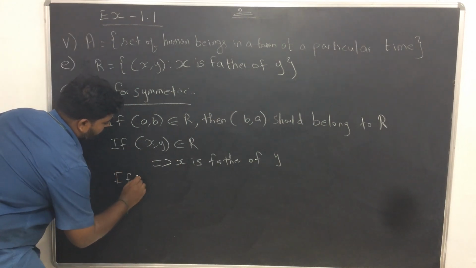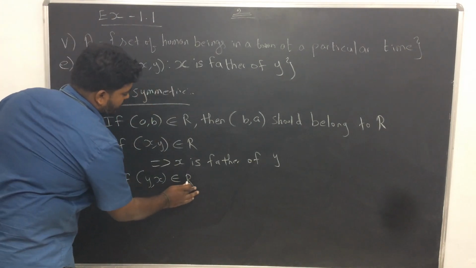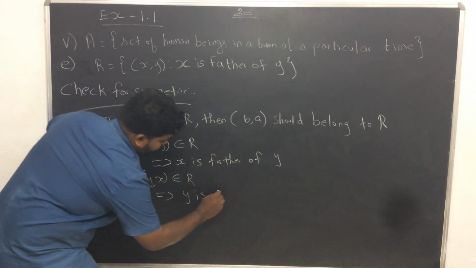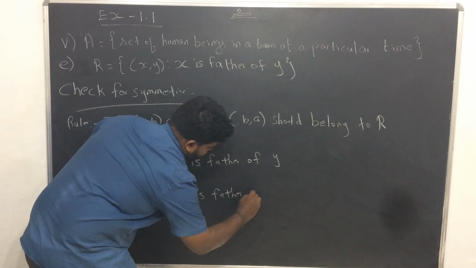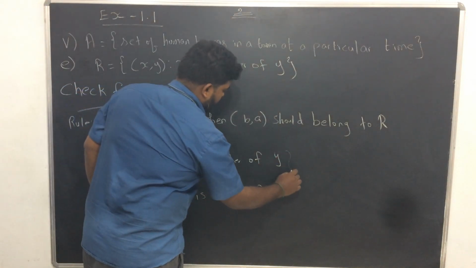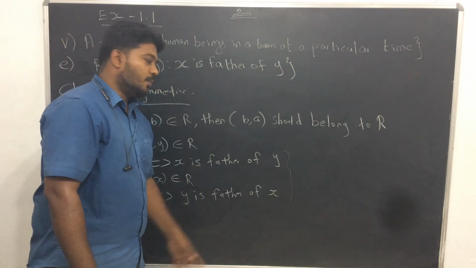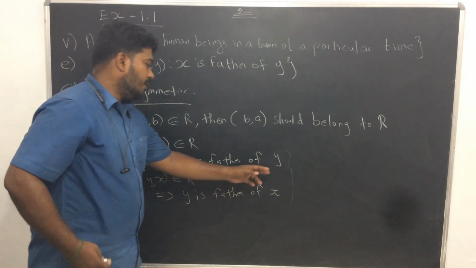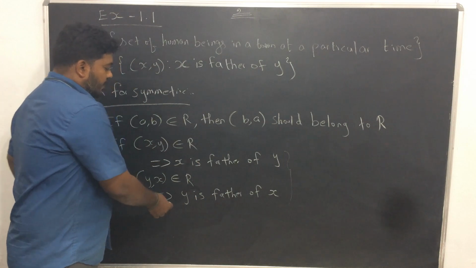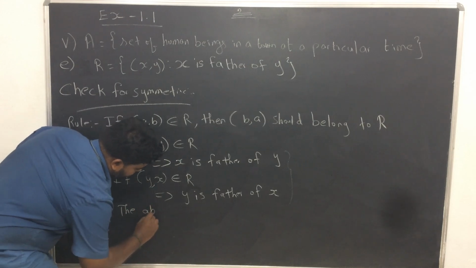Now, if I am telling that (y, x) also belongs to R, then what does that imply? That implies that y is father of x. Now again, we are getting a contradictory statement. If x is father of y, then what is y? y is nothing but the son of x. So y cannot be the father of x. So in this case, what we will say? The above statements are contradictory.